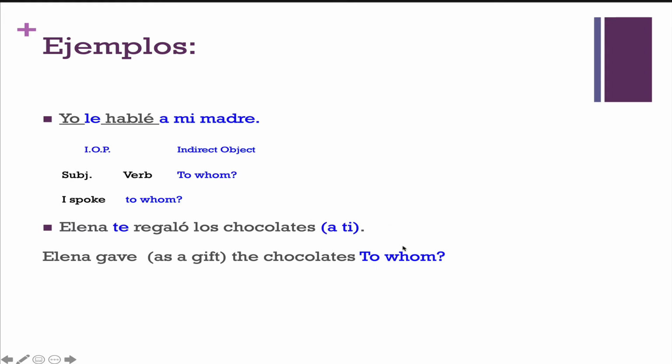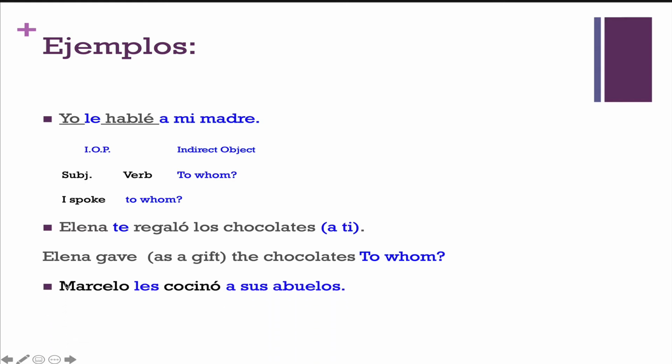And the reason why I have it in parentheses is because when you have te, it's to you. You already know that. And you put it right before the verb. Okay? The one that you have to specify to whom is le, because le can be to him, to her, or to usted. So you have to pick one of those to make sure that you specify a mi madre, then it's to her. Okay? But te, if you just write Elena te regaló los chocolates, we already know that is the to you form. So a ti is not necessary unless you want to specify again and just mention it again.